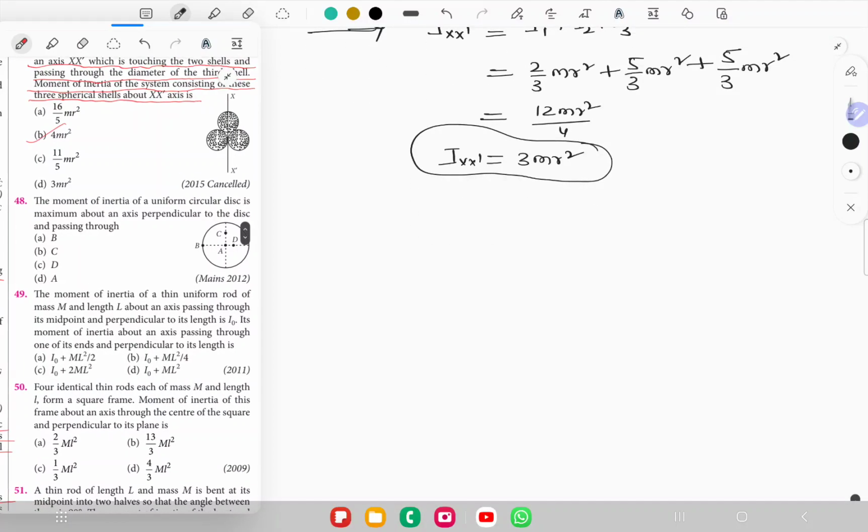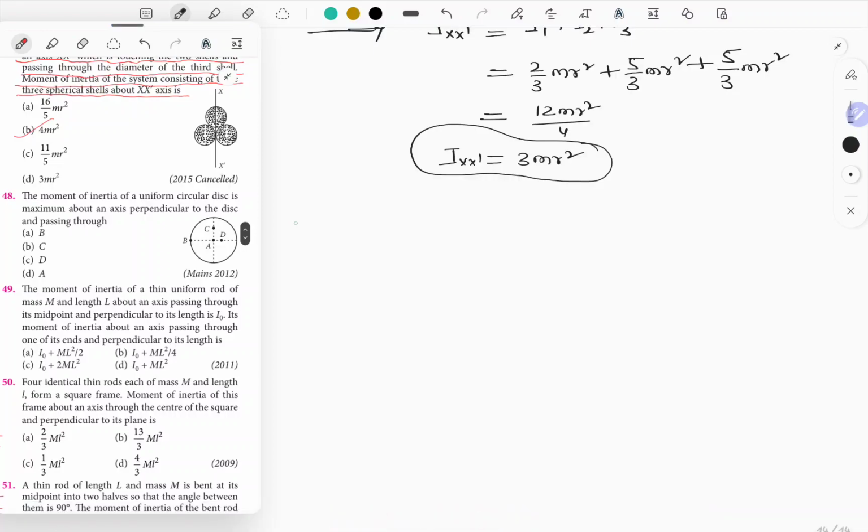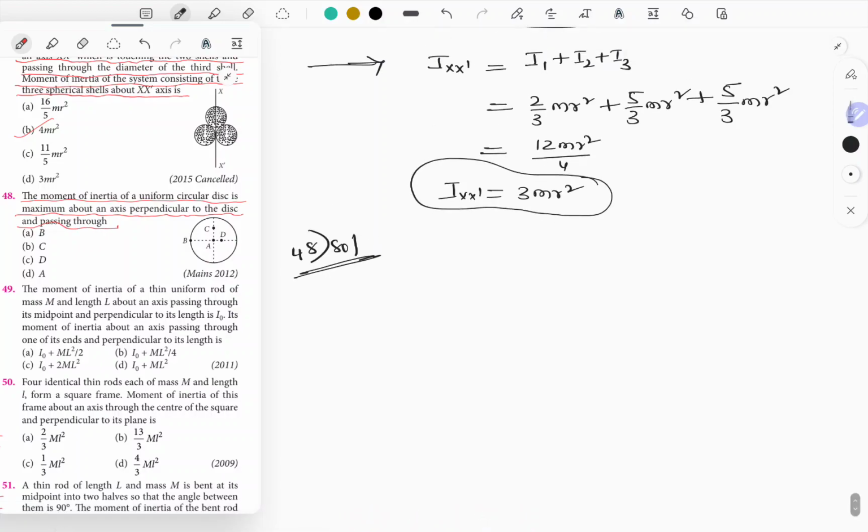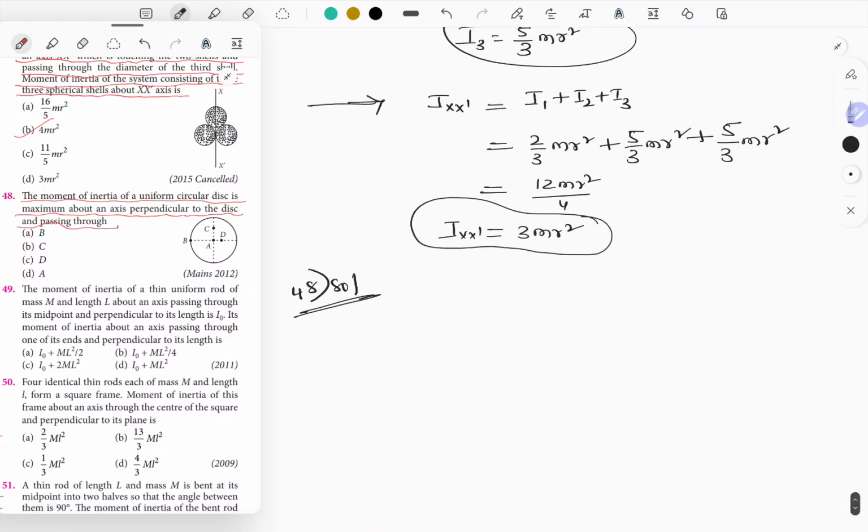Next, super. So they have given question number 48: the moment of inertia of a uniform circular disc is maximum about an axis perpendicular to the disc and passing through which point? Which point's moment of inertia of the given disc is going to be maximum? Okay, let me represent that. Whatever diagram they have given, I would like to represent along the horizontal direction like this. This is how the system is given.